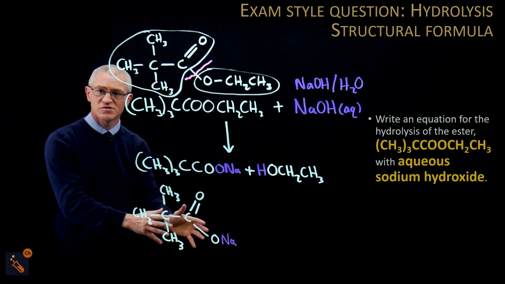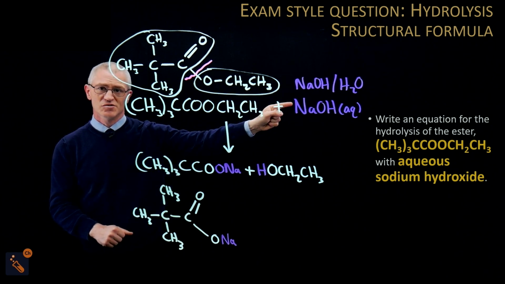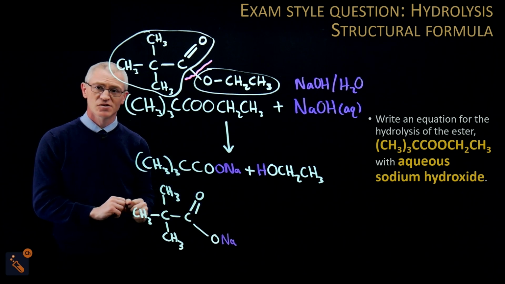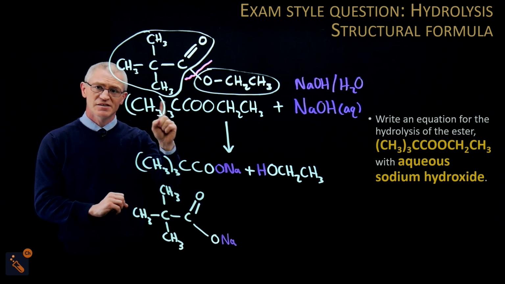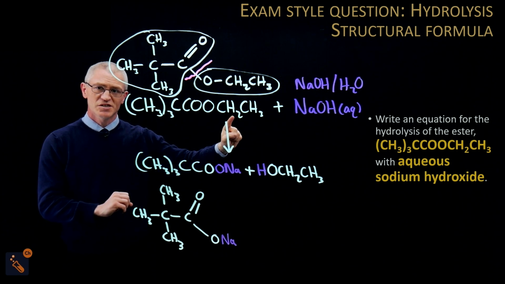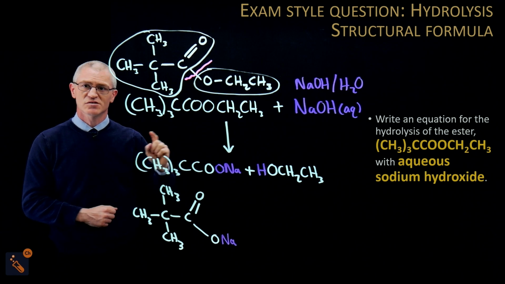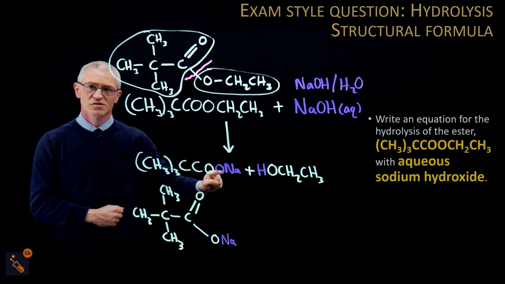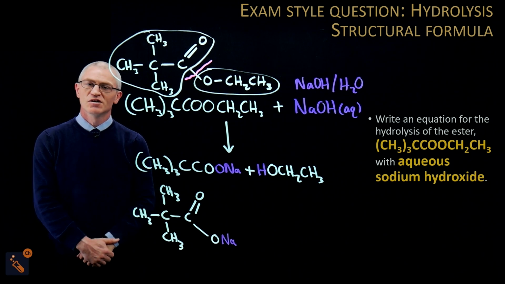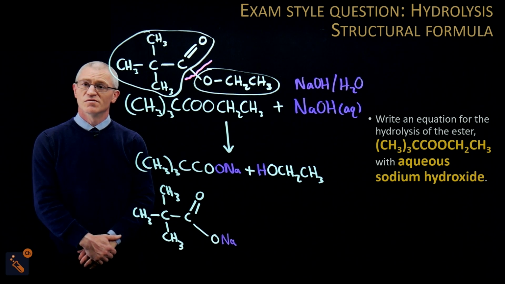And remember, you have to include the sodium because it says sodium hydroxide there. If it was OH minus, you would not have to include the sodium. It would just be a negative charge. Okay, and this is your full formula, which is basically going from this ester plus the sodium hydroxide going to your salt, okay, going to your alcohol. And that is how you do hydrolysis of an ester using structural formula instead of skeletal.